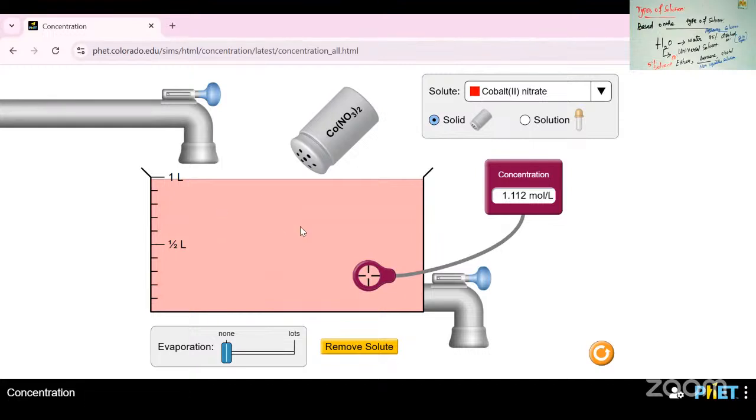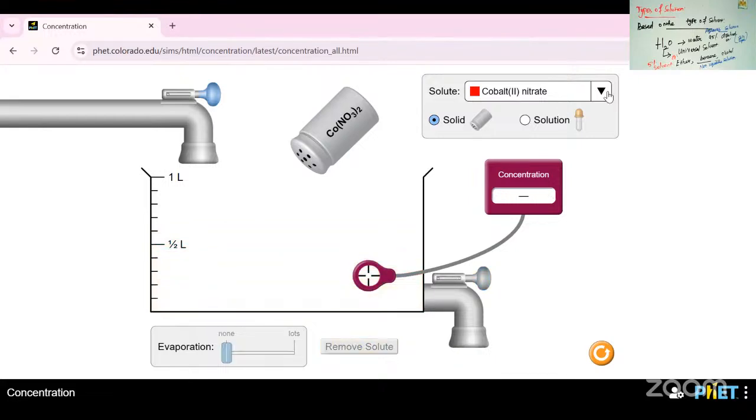The quantity of solvent and the quantity of solute are essential for the concentration of the solution. So, how much amount of solute is added into the solvent? That is the main concept. So, I want to remove this.